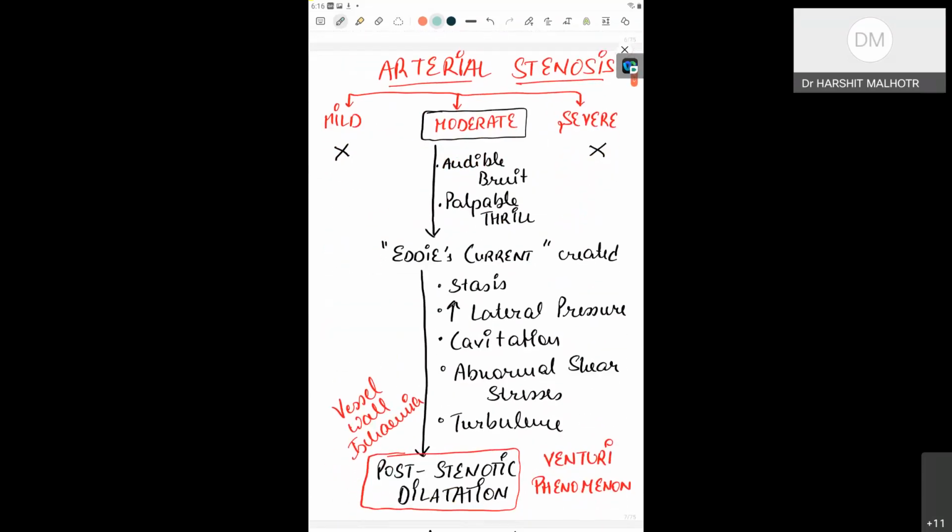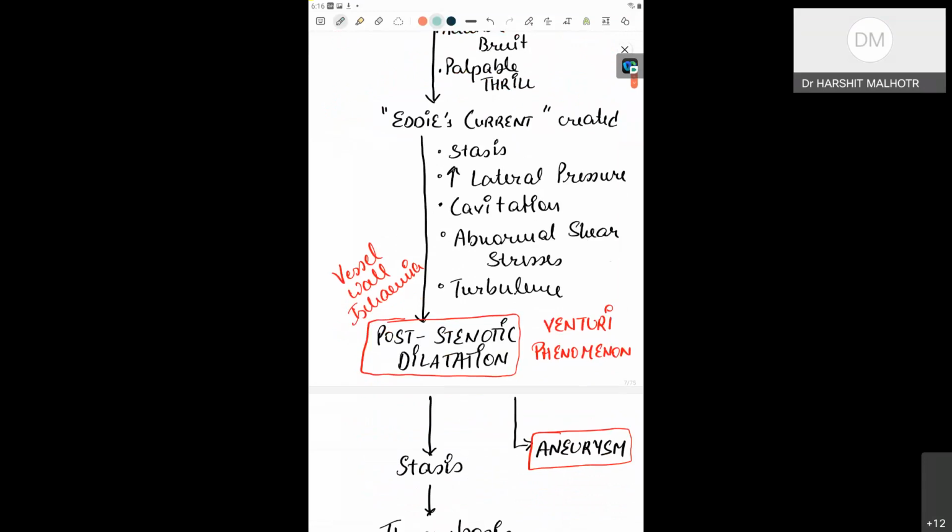Now, I would just like to mention what happens when there is an arterial stenosis. Not in a case of mild or severe, there has to be a moderate arterial stenosis, in which we say that more than 50% of arterial stenosis is there, in which the peak systolic velocity is twice the normal. We see audible bruit and palpable thrill in these cases. Because of this, there are eddy currents which are created. Hence, there is turbulence. There is stasis of blood. There is more lateral pressure. There is cavitation. And there are abnormal shear stresses. These are the proposed mechanisms for the resultant post-stenotic dilatation.